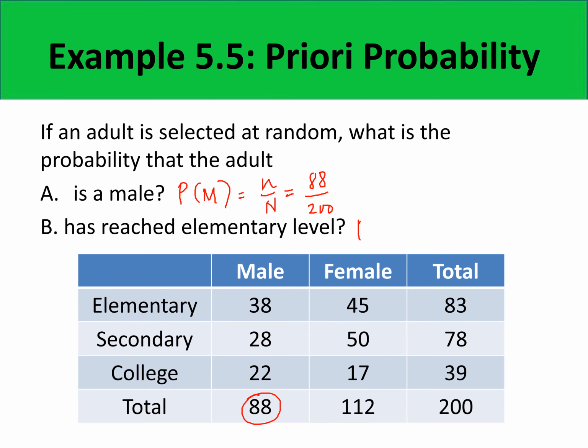For the second question, let us let E be the event that the adult selected has reached up to elementary level only. Now, using a priori probability, small n is 83 because there are only 83 adults who have reached up to elementary level only out of the sample space of 200 adults. So therefore, the probability of E is 83 over 200.